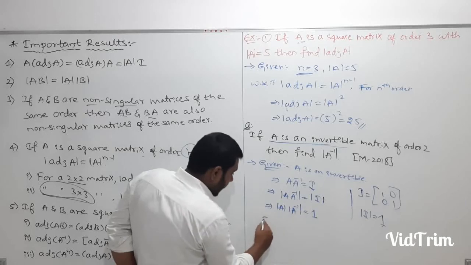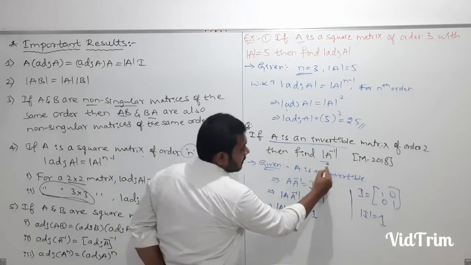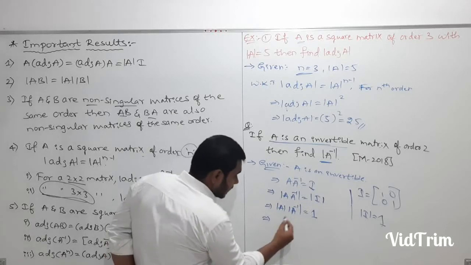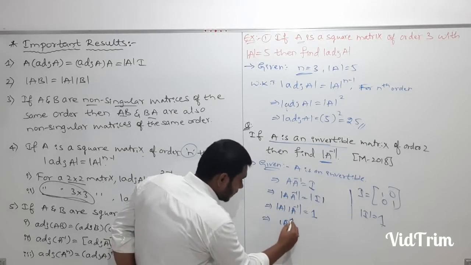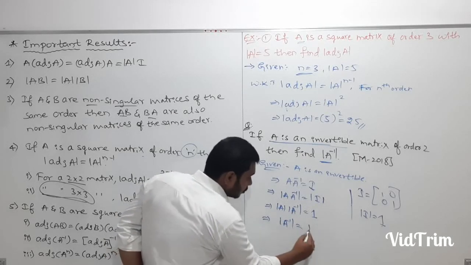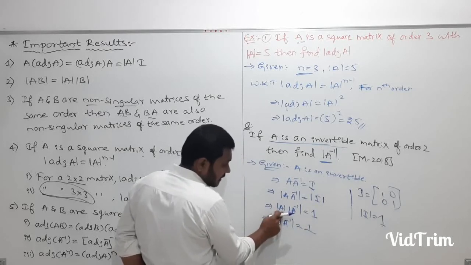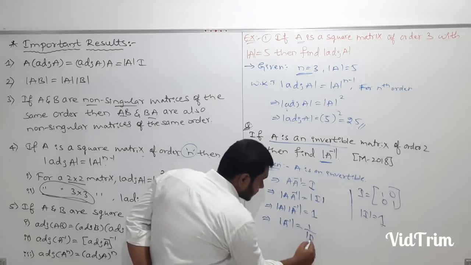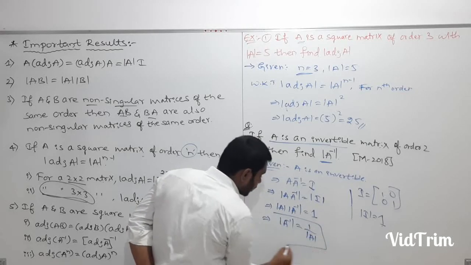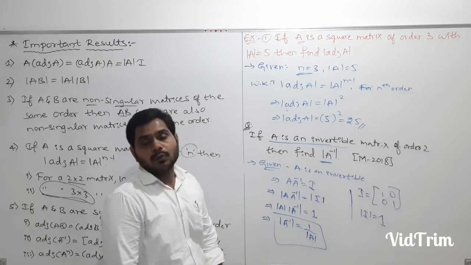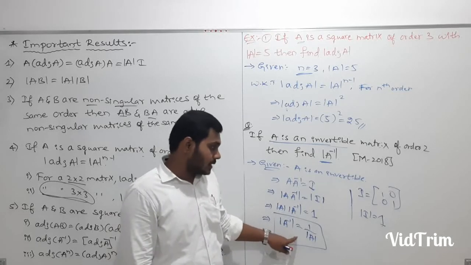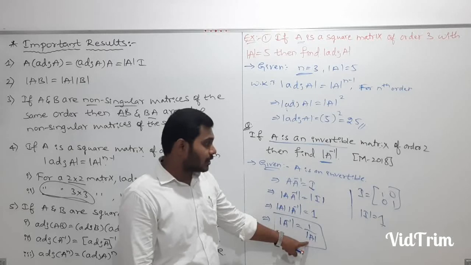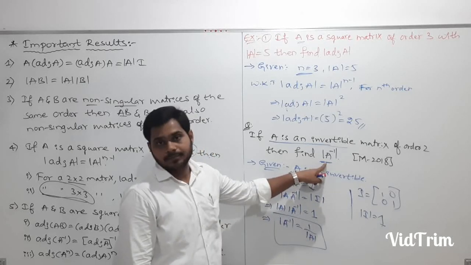So further we can write, finding A inverse, keep the determinant of A inverse as it is. The determinant of A into the determinant of A inverse is equal to 1. If you shift the determinant of A to the other side, it goes to the denominator. This is your required result. Very important: therefore, the determinant of A inverse is equal to 1 divided by the determinant of A. This is what they asked.